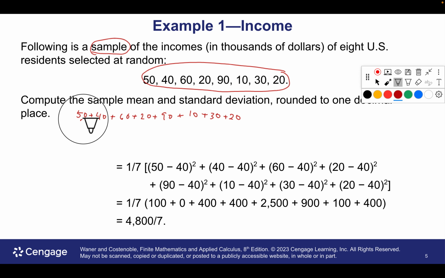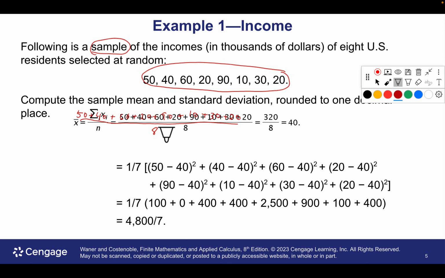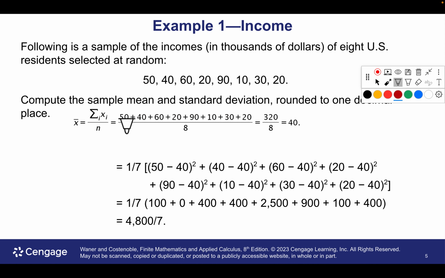That's why I want you to see these, because it's easy to get confused, but we always divide by the total number when we're getting the mean. They put it there. Add them together: 320 divided by 8 is 40.